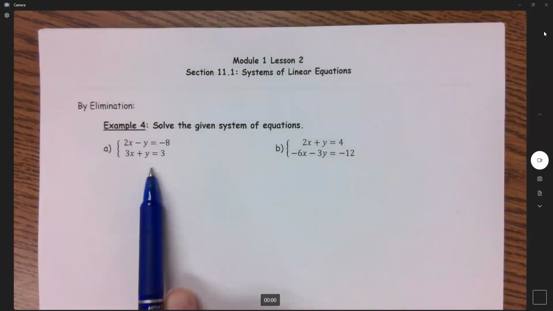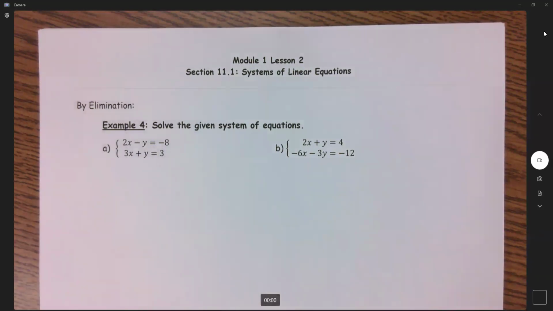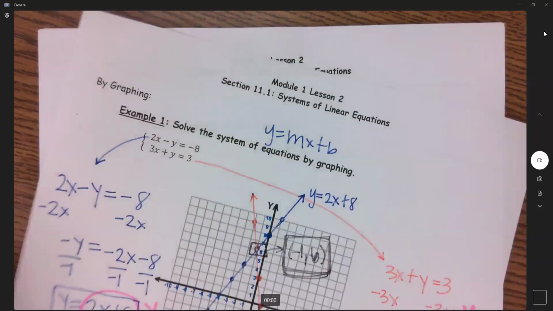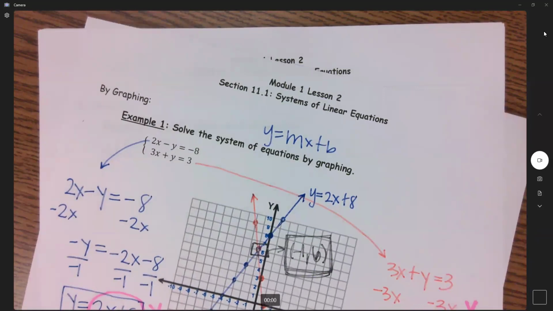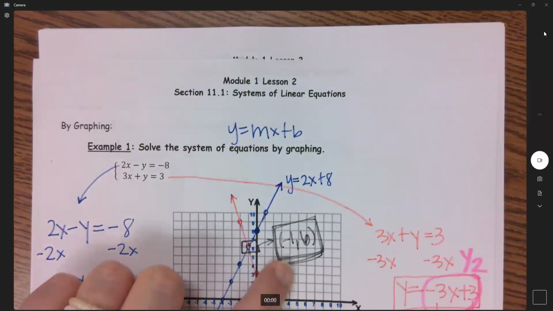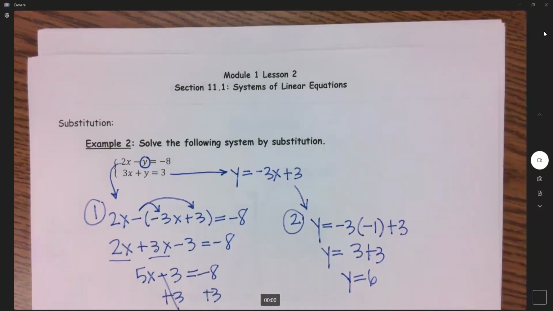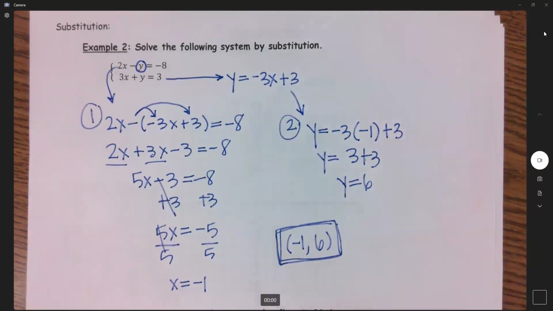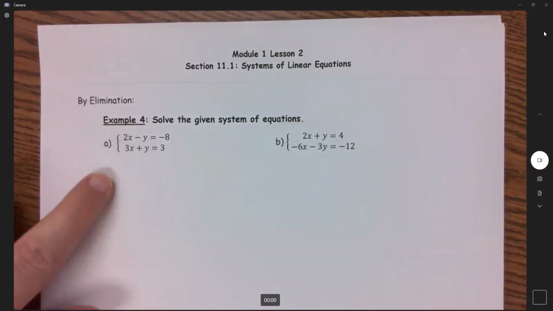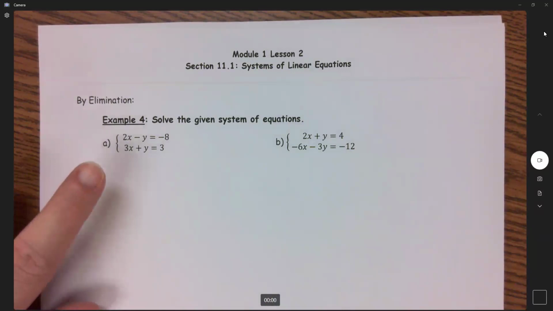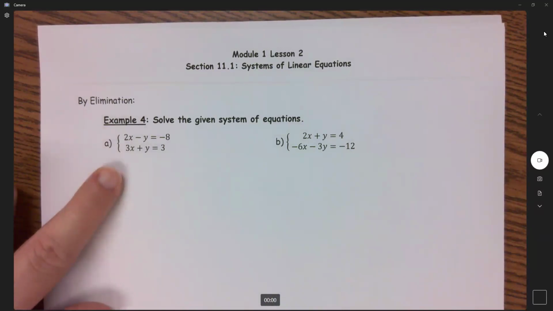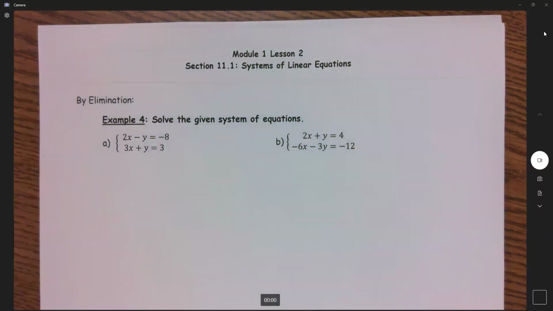So we're going to solve this one again a third time. We have now solved this one first by graphing, where we got -1/6. Then by using substitution, where we again got -1/6. We're going to solve this one a third time by our third method. Now, while we have solved this by graphing and by substitution, this one is perfect for elimination.